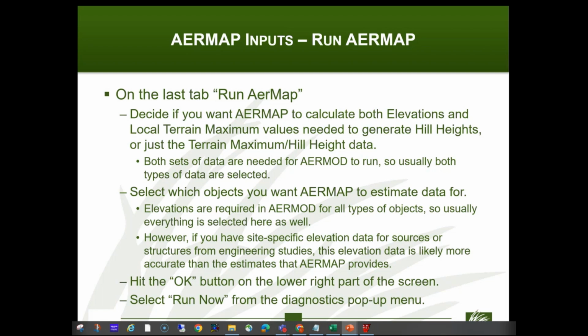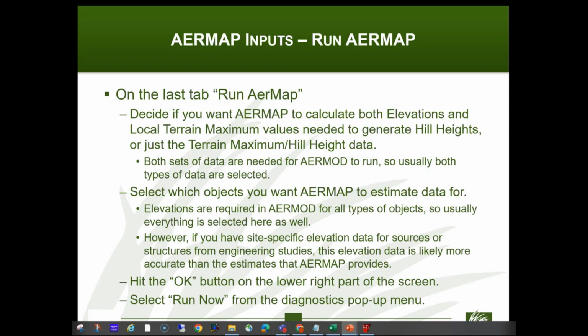At this point, we have to decide whether we want Aermap to calculate both the elevations and the local terrain maximum values needed to generate hill heights, or just the hill height data. Generally, you want to select both. However, if you have better data for actual elevations, maybe that has been surveyed or something, you could input that for your elevations and ignore whatever Aermap produces.